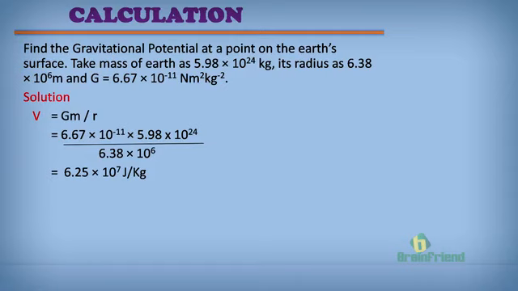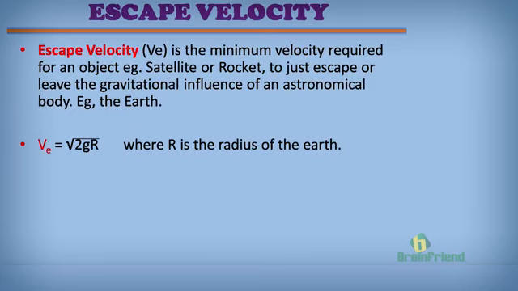G, the gravitational constant, is 6.67 times 10 to the power minus 11, times M, which is the mass of the Earth here, 5.98 times 10 to the power 24, divided by the distance, which is the radius of the Earth, 6.38 times 10 to the power 6. Dividing this out, the gravitational potential will give us 6.25 times 10 to the power 7, not forgetting the unit, joule per kilogram.